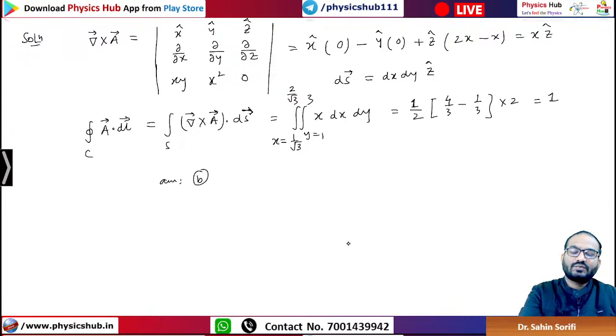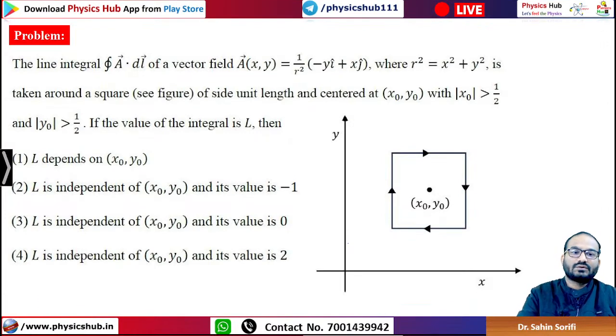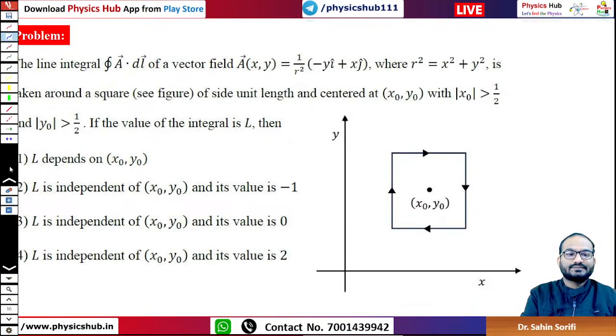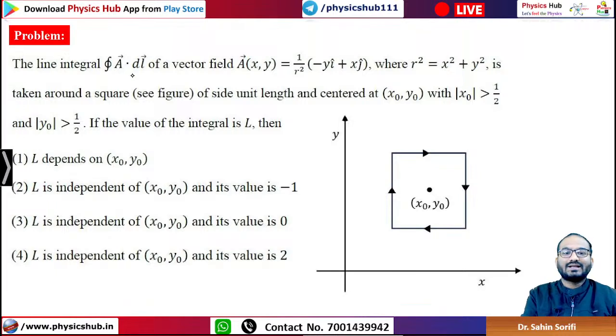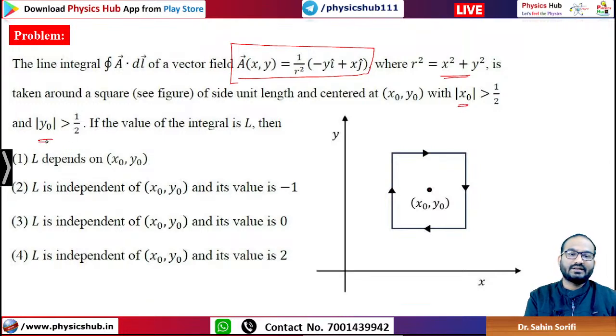I am giving you a similar problem as homework. You can try it at home. The line integral, very similar problem. The line integral of A dot dl over a vector field A, whose value is given to you, where r square equals x square plus y square, is taken around a square of side of unit length centered at x naught, y naught, with x naught greater than half and y naught greater than half. If the value of the integral is L, then what will be the correct option among these?